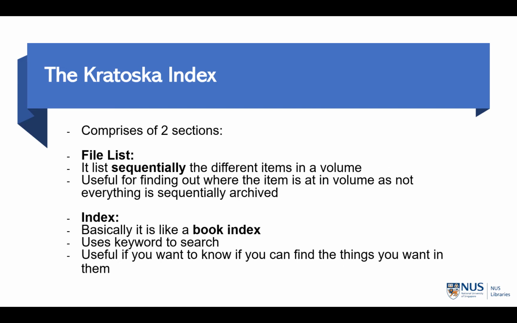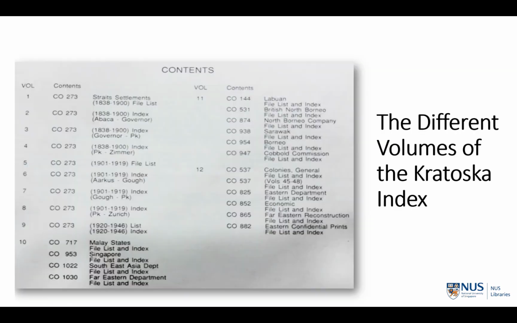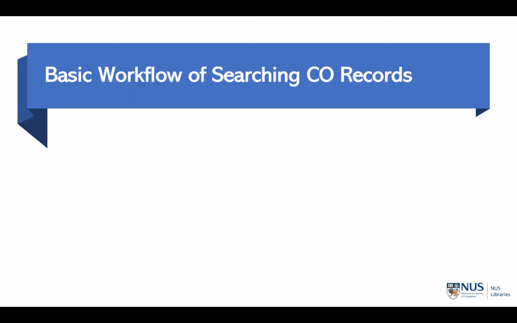The second is the index. It is essentially a book index where you use keywords to search. This is useful if you want to know if you can find documents you want. The Kratoska Index consists of 12 volumes, which states whether it is a file or an index, along with the time period and keywords it covers. It is important to use the correct volume when you do your search.